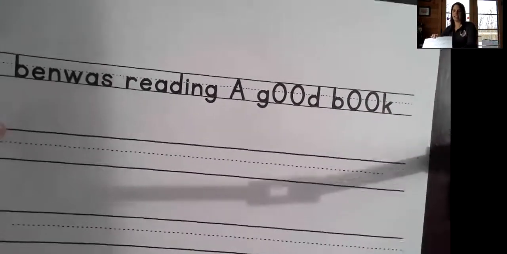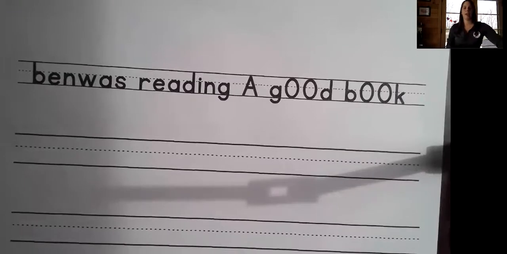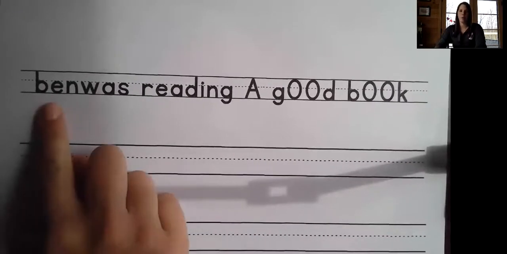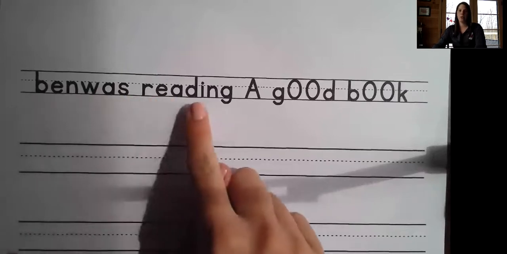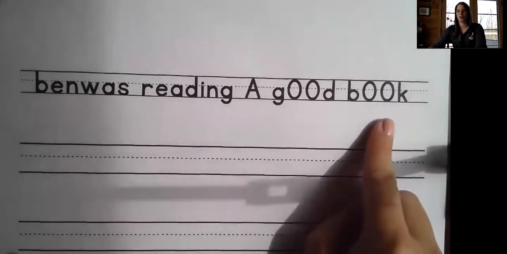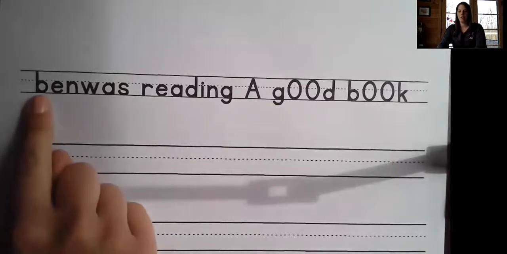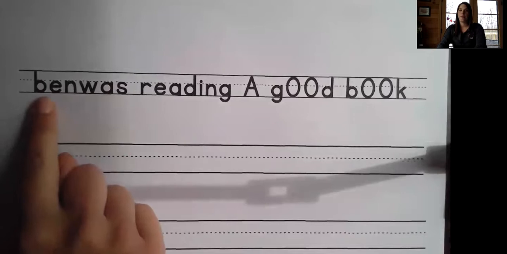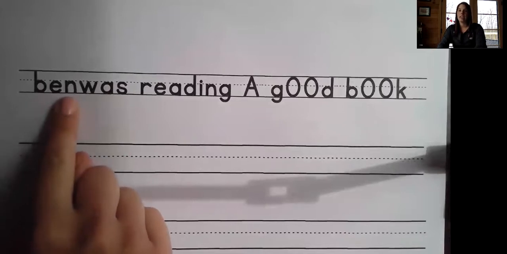My next sentence, I see some things wrong with this one already. I'm going to read it first, so I'm going to use my pointer finger. Ben was reading a good book. I see first off that I don't have an uppercase letter to start off my sentence, and my first word is somebody's name, and names always start with an uppercase letter.